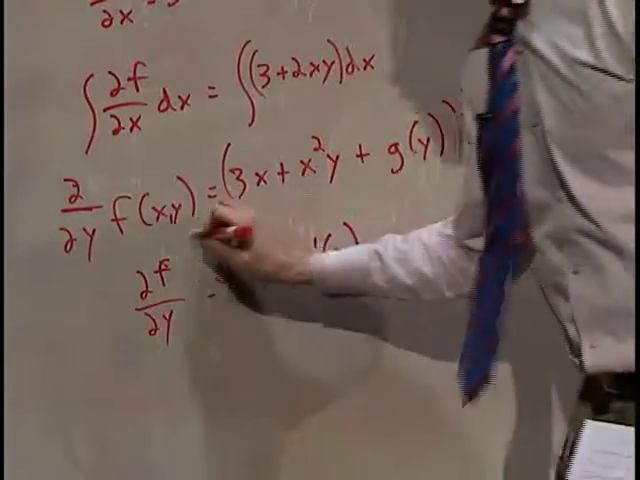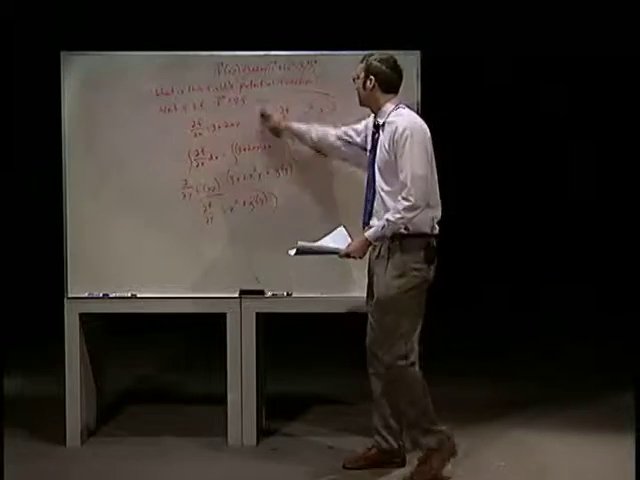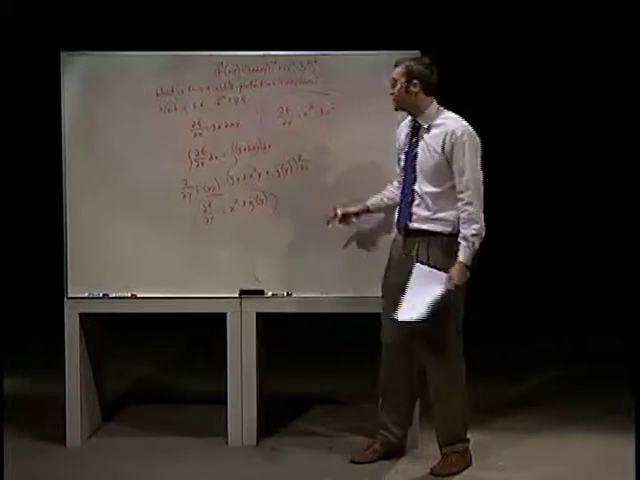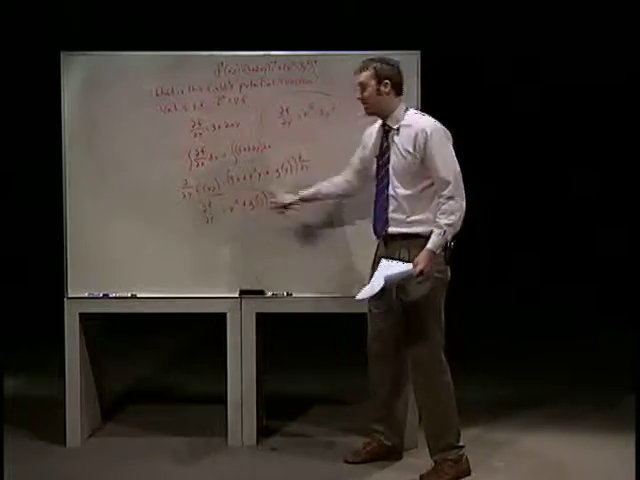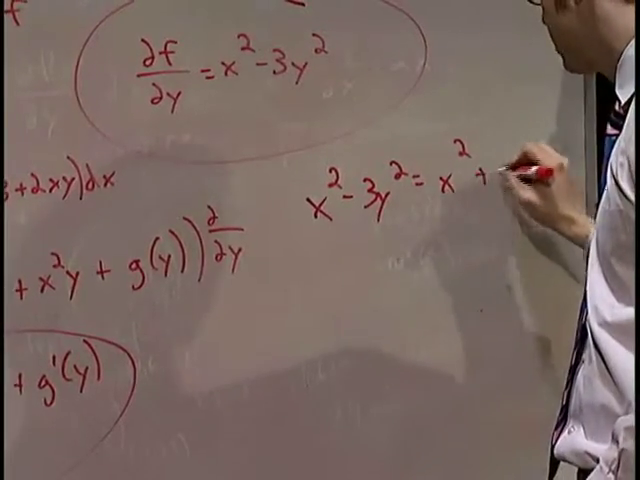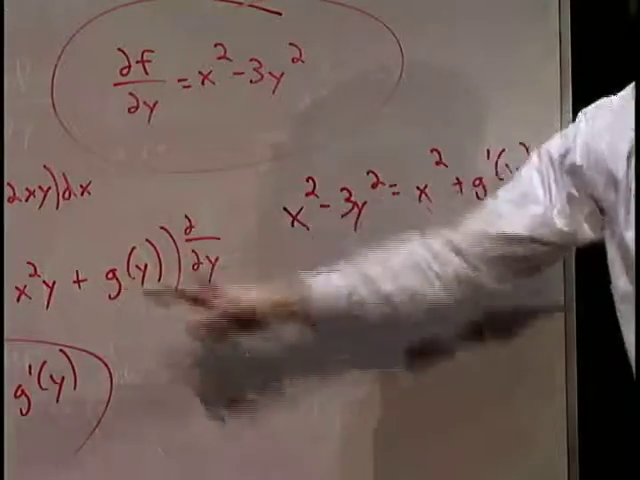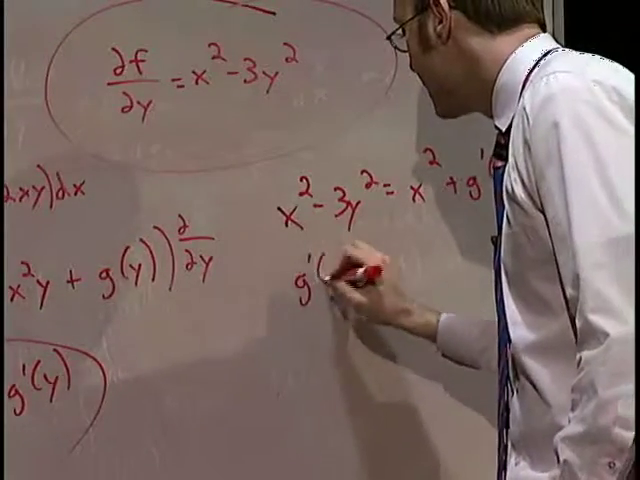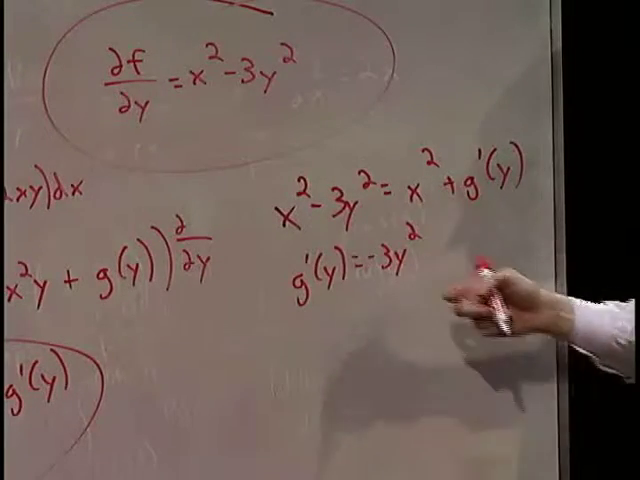So here's one expression for partial f partial y. But another expression that also has to be satisfied is this one up here, right? This is part of our requirements to be a potential function, right? So this must be equal to this thing, right? So we have x squared minus 3y squared equals x squared plus g prime of y, okay? Because these are both equal to partial f partial y. All right, so what does that mean? Well, it means that g prime of y is equal to negative 3y squared. Okay, well, we're almost there.